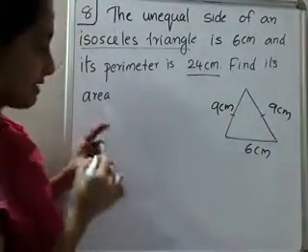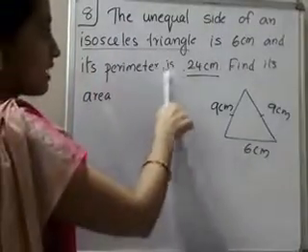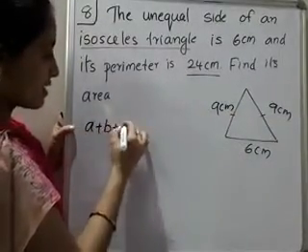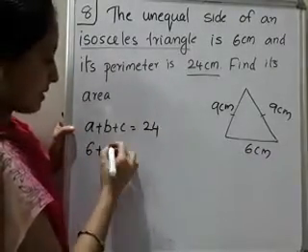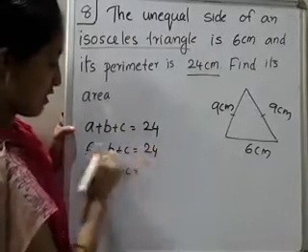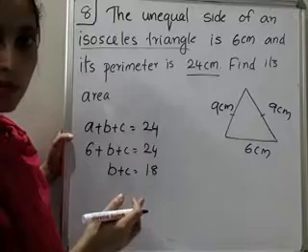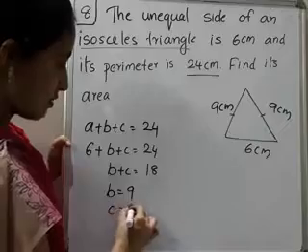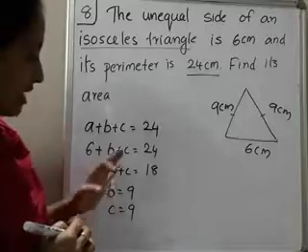Once again listen here please. The unequal side is given as 6 centimeter. And the perimeter is 24. Perimeter is adding all the sides, that is A plus B plus C is equal to 24. A is already 6. So 6 plus B plus C is equal to 24. That is B plus C is equal to 24 minus 6, that is 18. And B and C are equal, so each will be 9. B will be equal to 9, and C also will be equal to 9, because B and C are equal. Otherwise you can't write.